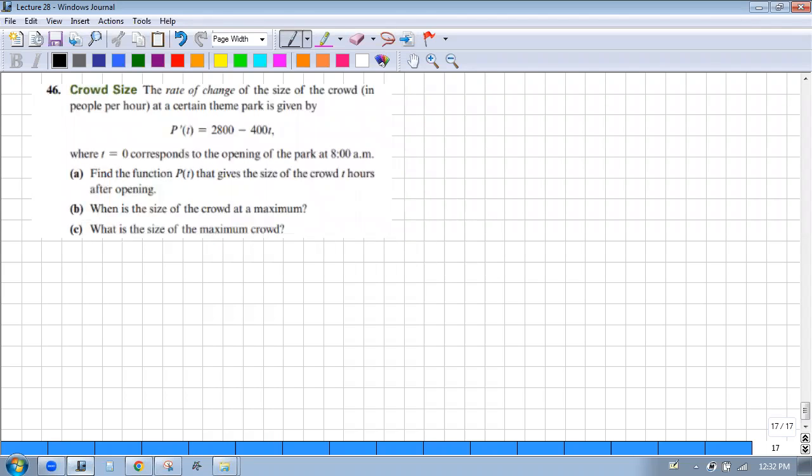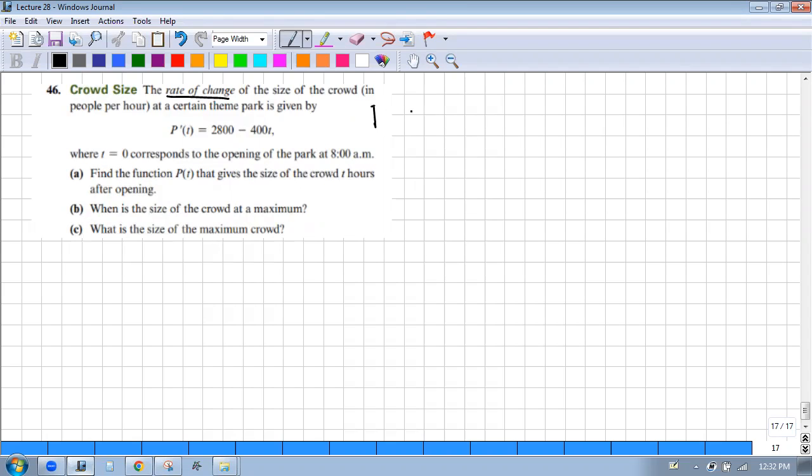All right, the rate of change of the size of the crowd, in people per hour, at a certain theme park is given by P prime of t. So this is a rate of change of the population. And t equals 0 is opening the park at 8 a.m. Find P of t that gives the size of the crowd t hours after opening.